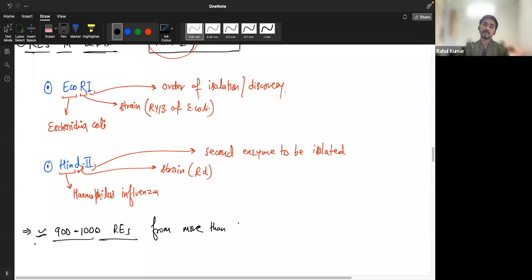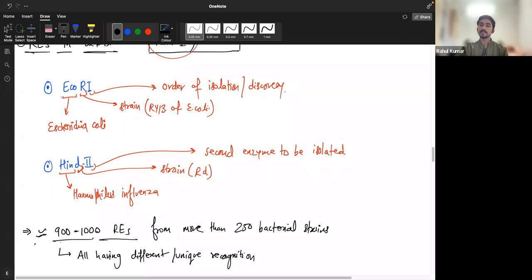More than 250 bacterial strains. Okay, so there are many restriction endonucleases, and the beauty is that all are having different and unique recognition sites, recognition site sequence.